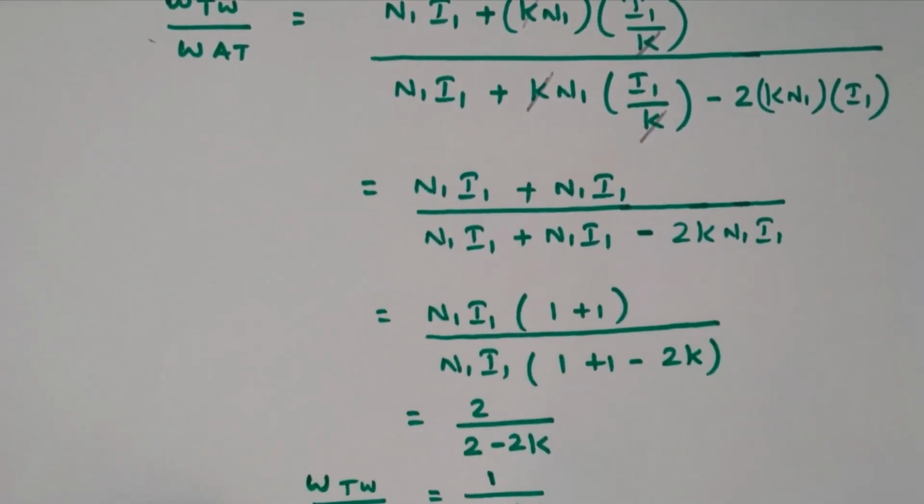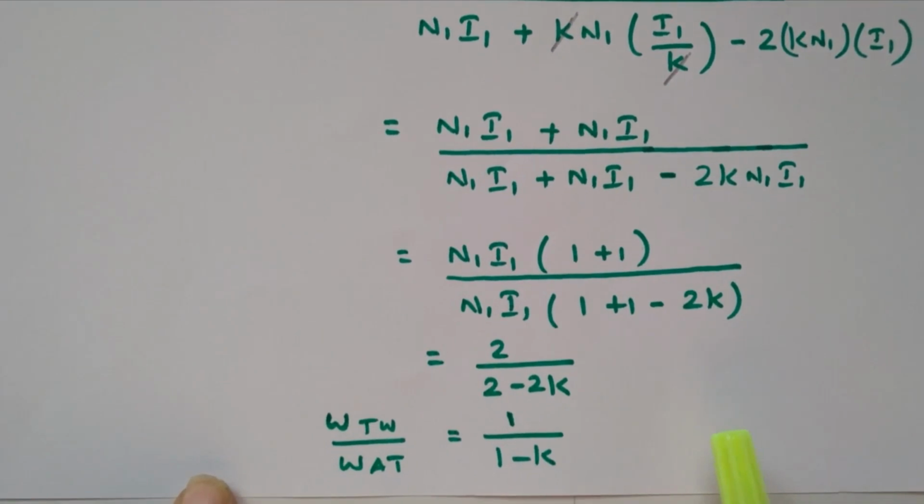All terms are available as N1 I1 in both the numerator and the denominator, so we can take N1 I1 common. So, 1 plus 1 divided by 1 plus 1 minus 2K. This N1 I1 got cancelled. So, 2 divided by 2 minus 2K. Here 2 is commonly available everywhere, so we can write WTW divided by WAT equals 1 divided by 1 minus K. This is what we finally got: the weight of the two winding transformer divided by the weight of the auto transformer is 1 divided by 1 minus K.